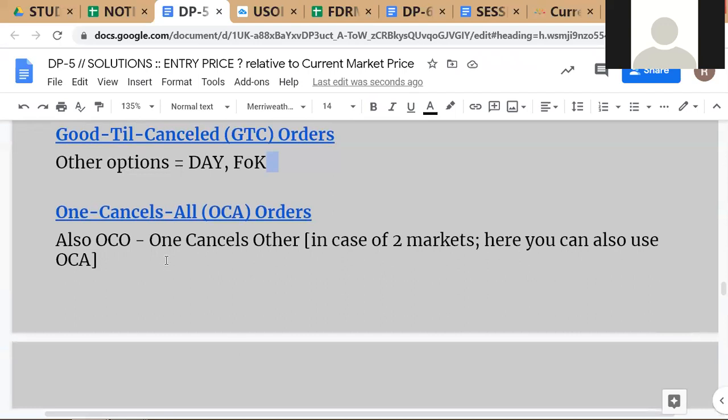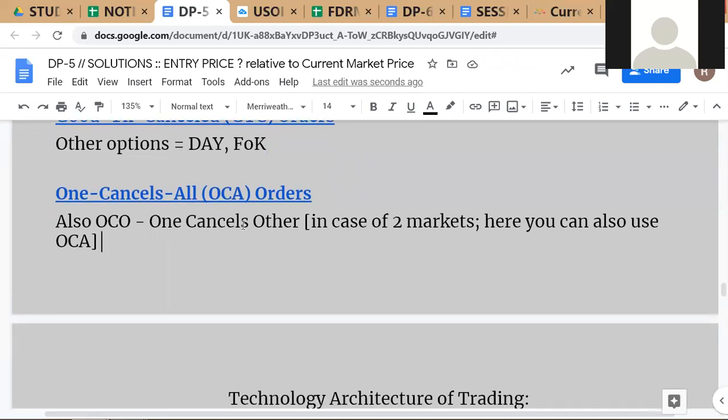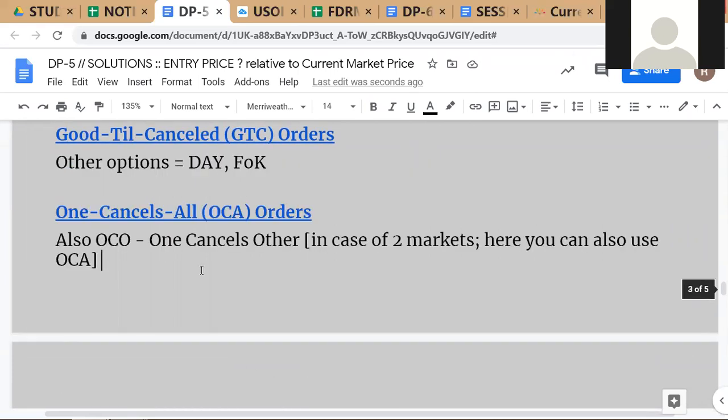One cancels all. Here's an example of when you can use it. There are many examples for using OCA, but I can use OCA here as well. OCA, one cancels all, is like a tag. You understand what tags are? When you post videos to YouTube, you can put a tag like pizza, and so anybody who's interested in pizza will get that video as a suggestion. So a tag is basically just a way of linking different ideas.